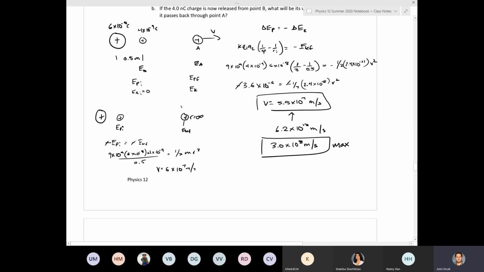And keep in mind that it's accelerating this whole time. So that's faster than it was before, than right here, but it's still not over the speed of light. So it shouldn't be faster than the speed of light. None of your answers should be.